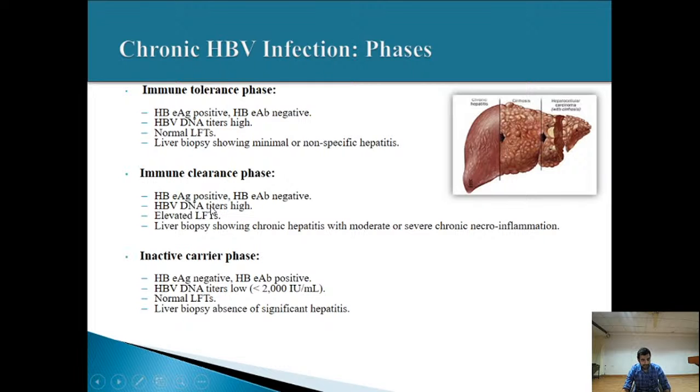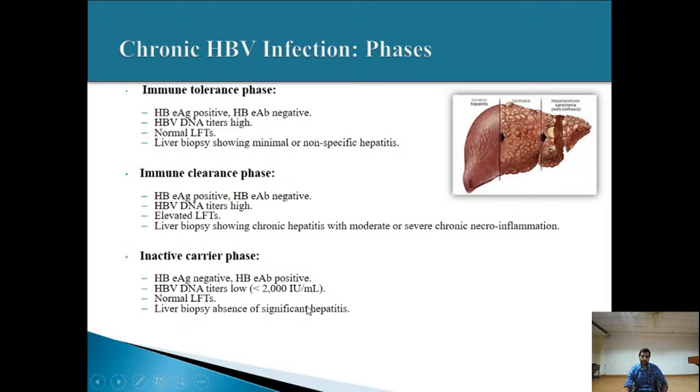HBeAg is still positive because the virus is still replicating. The viral replication has not been contained, and the antibody is negative. DNA titers will be high, but not as high as in the immune tolerance phase, because there the replication is going unchecked, but here the virus is being contained a bit by the immunity. So this is the immune clearance phase. This is the phase in which the patient comes with jaundice, hepatitis, and all these serological findings.